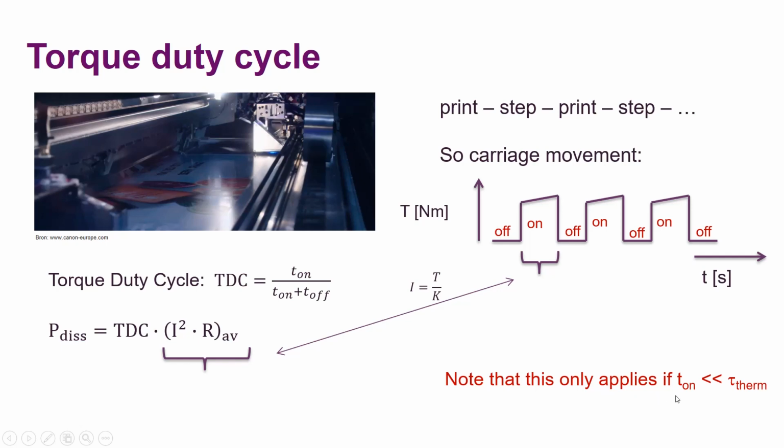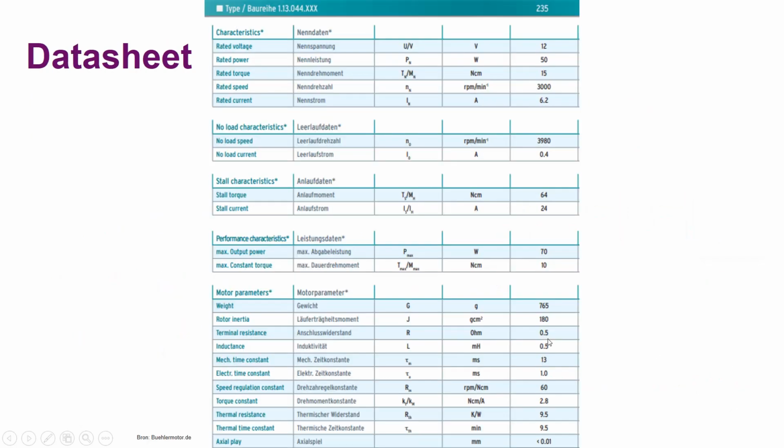Note that this only applies if the on time is much lower than the thermal time constant. So let's look at the datasheet, and we find over here the thermal time constant, which for this motor is 9.5 minutes. So the on time should be at least 10 times lower, and then you may use the torque duty cycle. Okay, what if we use a control system? Well, what is an important aspect in that situation?